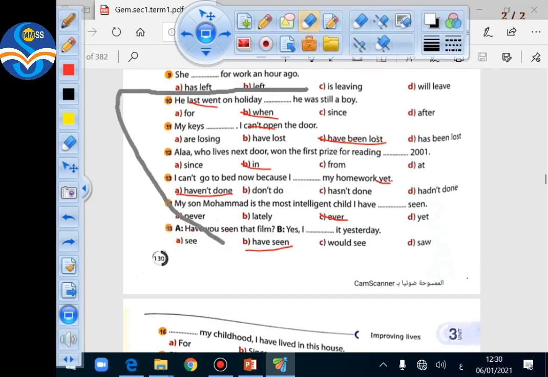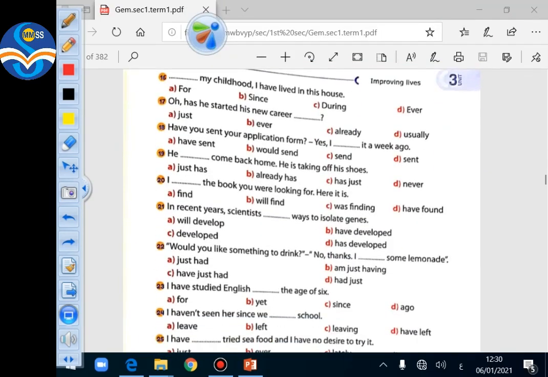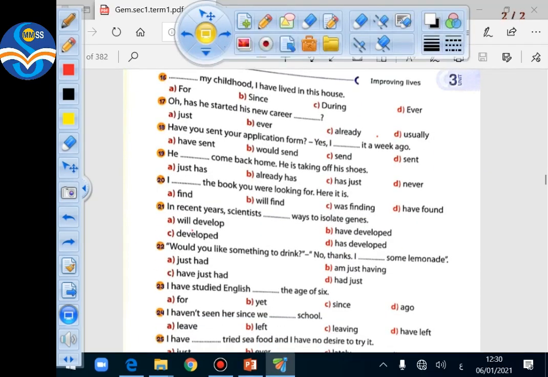Okay, let's move to the last page. Here we go. "My childhood, I have lived in this house." Let me explain this to you. There is a keyword or a conjunction that comes at the beginning and it gets a noun just after it. It cannot be "for" and "since". It cannot be "ever". It is "during".